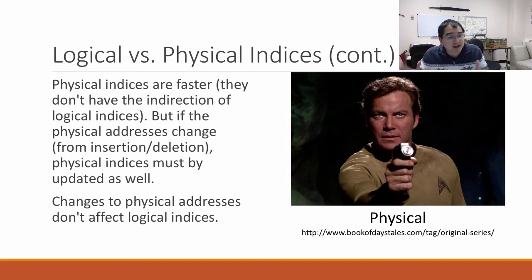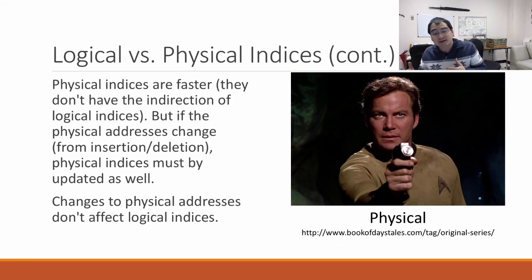However, the big downside of physical addresses is that if you ever have insertion or deletion, the physical indexes will change. If I add a new value to the data structure, there's a chance that the location in memory where this row is stored has now changed, and it means that all of your physical indices must also be updated because they're pointing at a real place in memory. If the thing they're pointing at moves, they have to change their pointer as well.